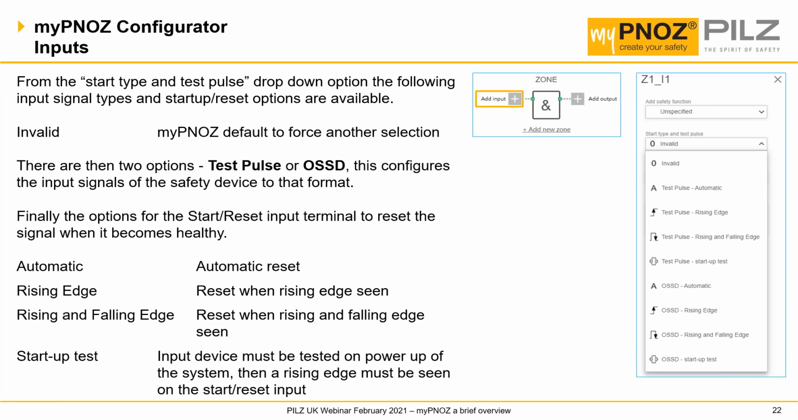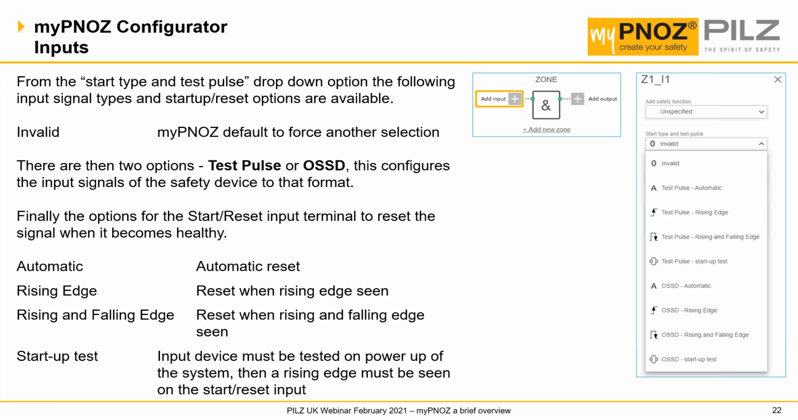Finally, the options for Start and Reset input terminal to reset that signal when it becomes healthy. Automatic allows for an automatic reset when the input signal is healthy. Rising edge requires a rising edge to be seen on the reset signal before the healthy signal is passed through, and a rising and falling edge requires a rising and falling edge, as if, for instance, a push button reset.